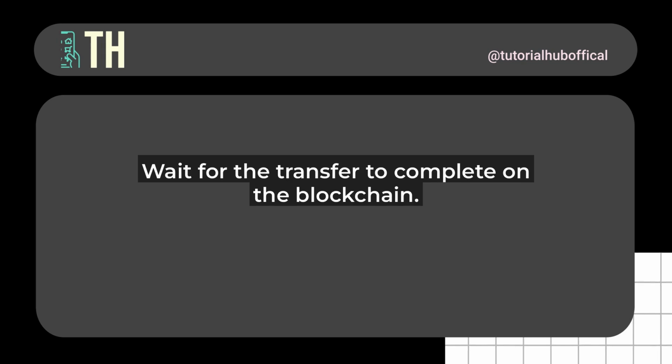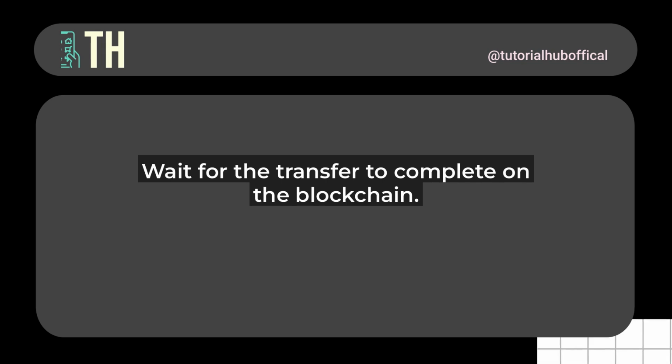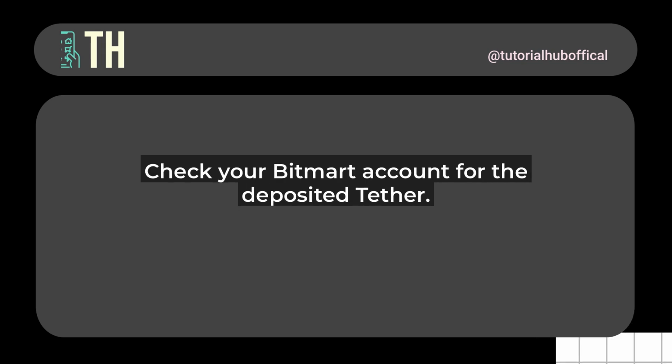In 2025, with evolving blockchain tech, always check for any network updates or additional security steps on both Metamask and Bitmart. Once you're good, hit Send and wait for the transaction to process. This usually takes a few minutes, depending on network congestion.